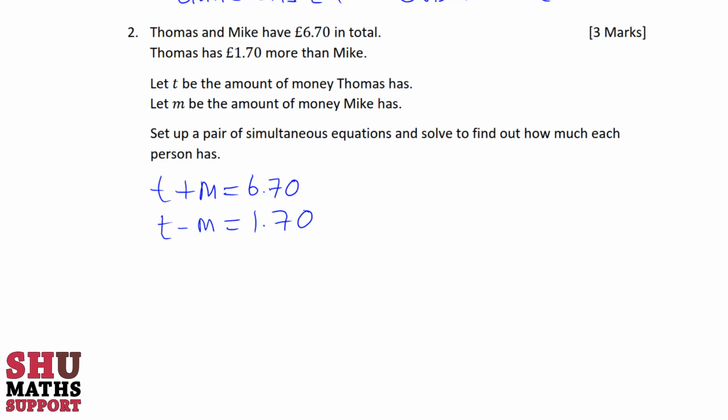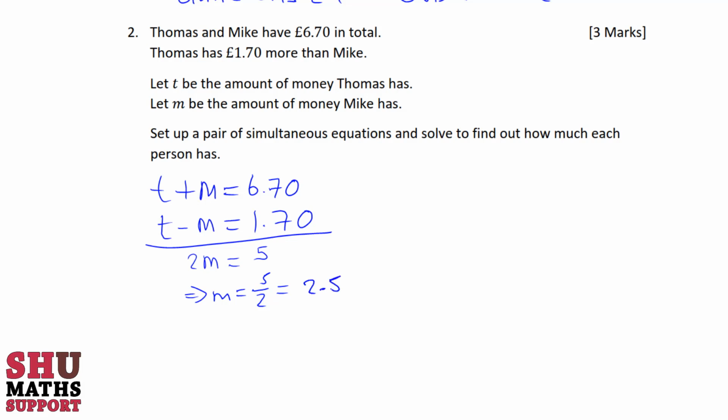And hopefully you can recognise straight away that the coefficients of all the variables include 1, so we can use elimination to simply get T minus T, which is 0, and M minus minus M, which is 2M, is equal to £6.70 minus £1.70, which is £5, which implies that M is equal to 5 over 2, which because we're working with money we can put 2.5.